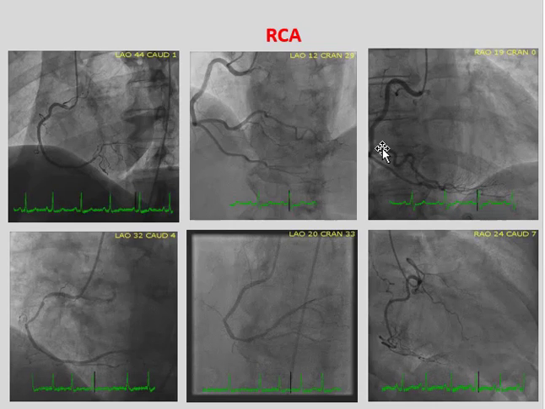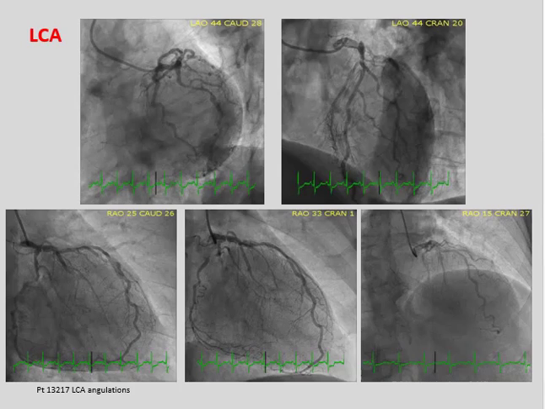So don't depend on that as too much of a guide. Here, it's sort of in the middle. But the main thing about the LAO, this view with cranial tilt, is it separates the bifurcation of the PDL and the PDA. And notice this has a very high takeoff. That's the right coronary artery.